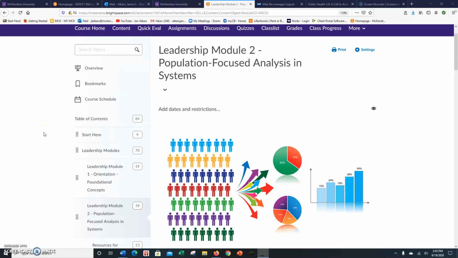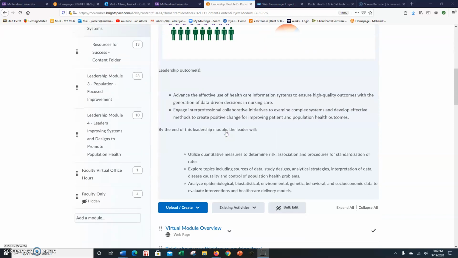Let's get started on leadership module number 2. We're going to focus on population analysis in systems. So with that, we're going to really dive into identifying outcomes in population-based nursing, as well as using some of those metrics to actually analyze not only what needs to be done, but also those outcomes as well. And that's part of the evaluation piece that we'll be moving into later on as we move through the course.